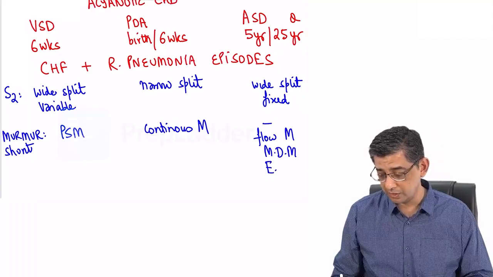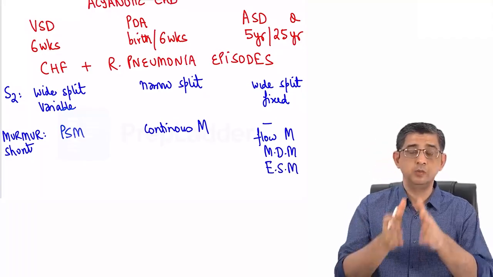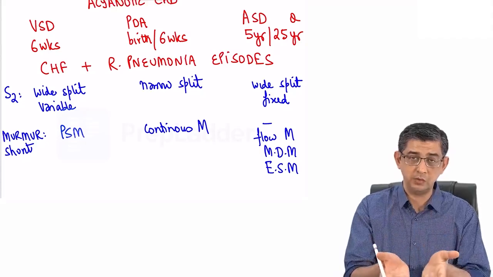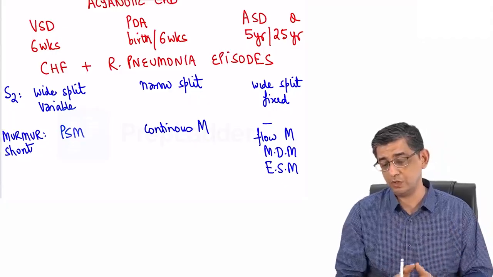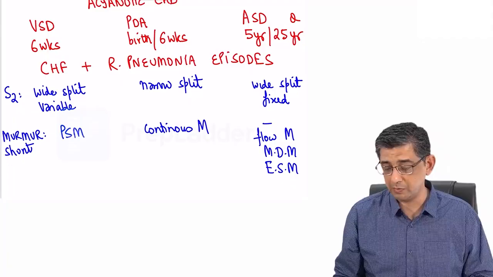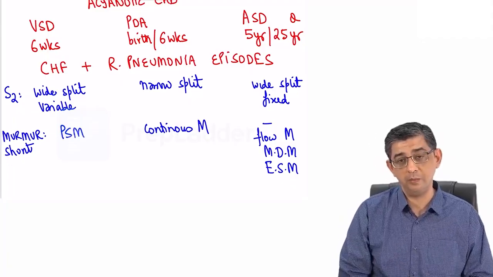So the flow murmurs that can be heard here are two of them. First, more blood will come in, that is during diastole. Then more blood will go out of the right ventricle into the pulmonary artery, that is ejection systolic murmur. Those are not shunt murmurs, guys. Those are flow murmurs that are appreciated.